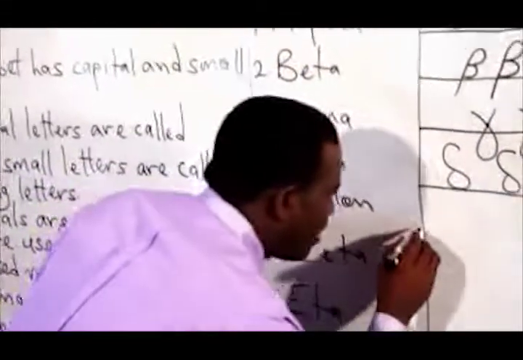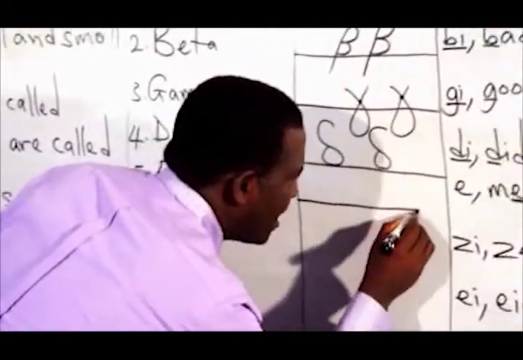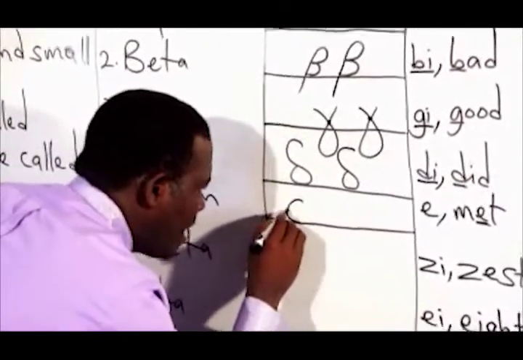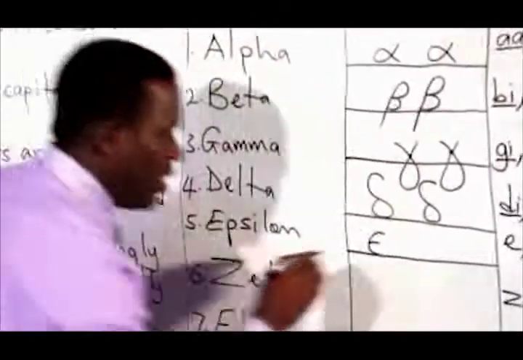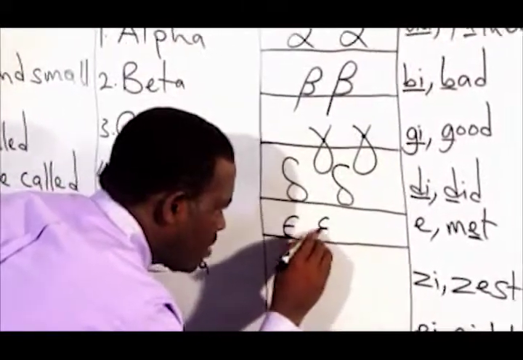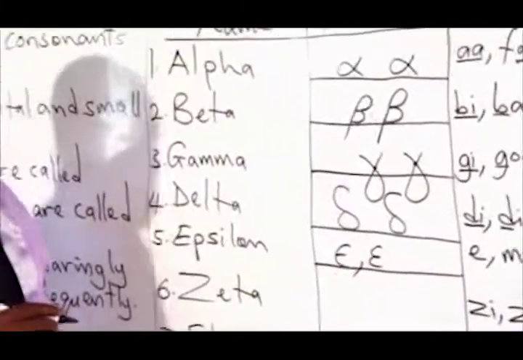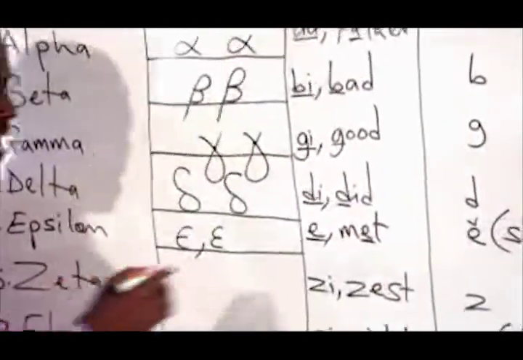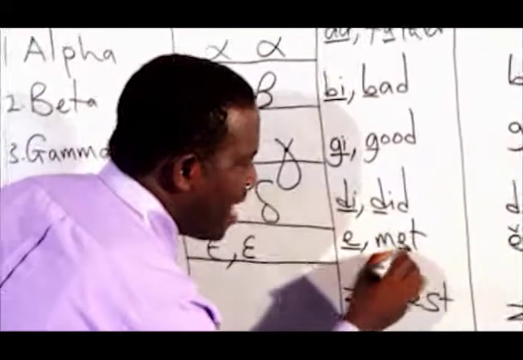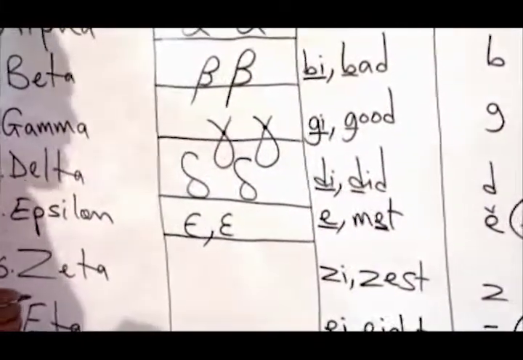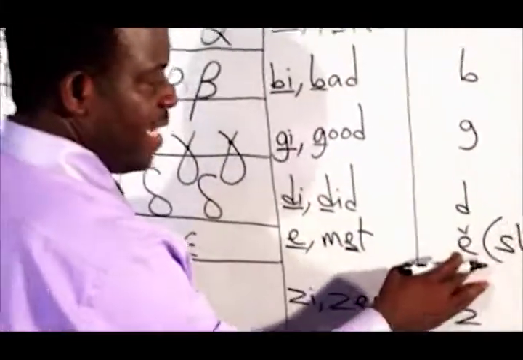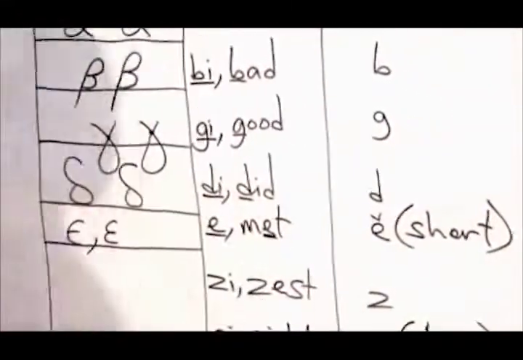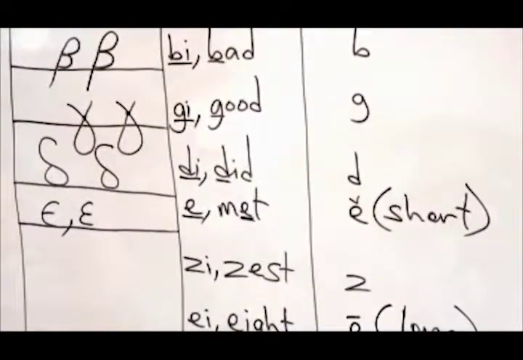The next letter is called epsilon. And this is how to write epsilon. Your line again. Epsilon can be written in 2 ways. The first one, you can write epsilon in this form, or you can write epsilon in this form. And epsilon sounds as the E in Metz. And epsilon in Greek is church E vowel. That's why I put church in bracket in front of epsilon.